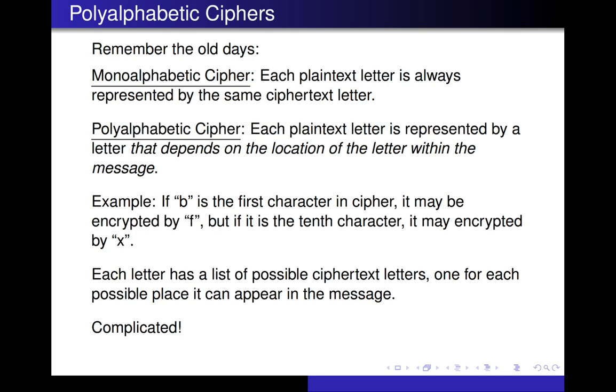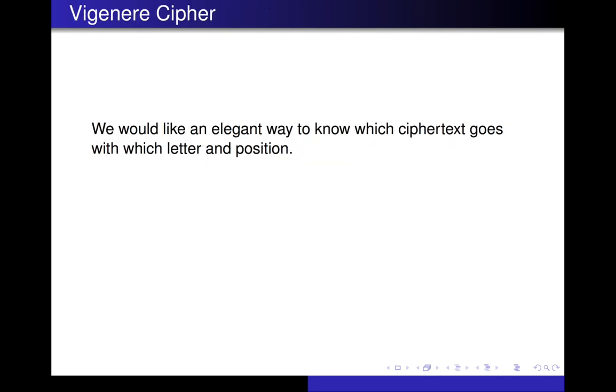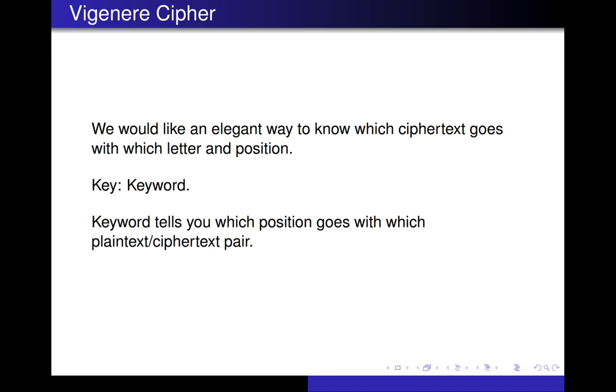That could make for a very complicated key. Our idea is to apply this idea, but try to make things more manageable. So here's what we do for the Vigenere cipher. We want an elegant way to figure out which ciphertext goes with which letter that you're encrypting and each position that letter could be in. And what we're actually going to be able to do is do that with a keyword. So it's a very simple key that can do a very complicated cipher. The keyword is going to tell you which position goes with which plain text ciphertext pair.